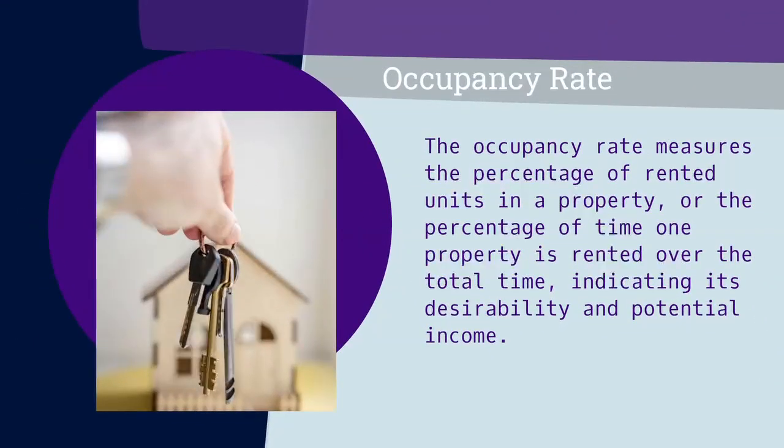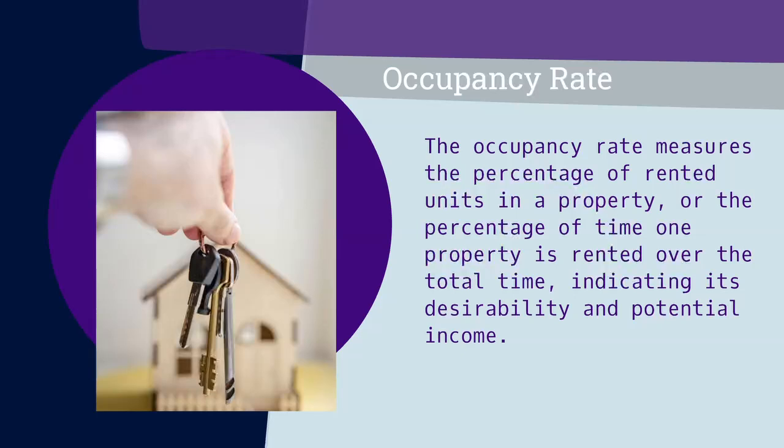The occupancy rate measures the percentage of rented units in a property, in case of a multi-door property, or in case of a portfolio with several properties. Or you can also view it as the percentage of time one property is rented over the total time. So let's say, how many months of the year was it rented over the 12 months that the year has, right? This indicator reflects its desirability and potential income, right?